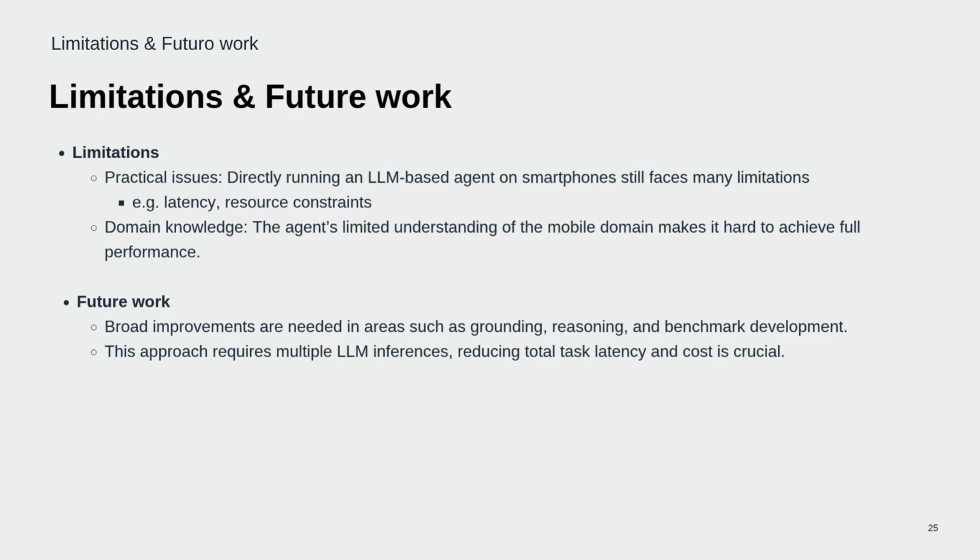Limitations and future work. The limitations are practical issues. Directly deploying LLM-based agents on smartphones still faces many limitations, such as latency and resource constraints, and also a domain knowledge issue. The agent's limited understanding of the mobile domain makes it hard to achieve full performance. Future work is very clear. Broad improvements are needed in areas such as grounding, reasoning, and benchmark development. This approach requires multiple LLM inferences, so reducing total task latency and cost is crucial.